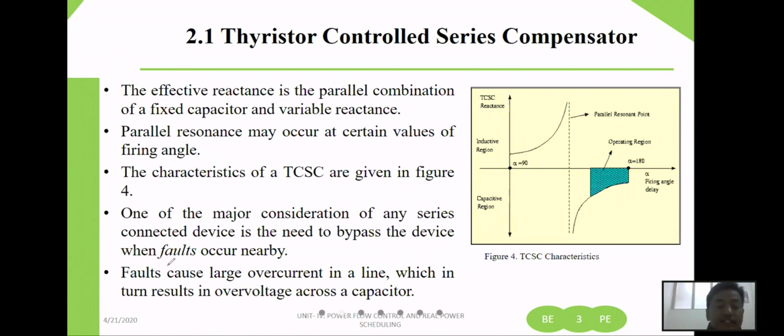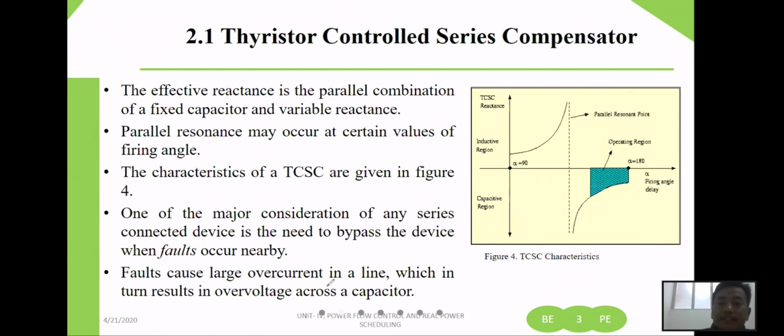Okay, so that's why it is written: major fault current causes overcurrent in a line, which in turn results in overvoltages across the capacitor. So this will have a bad effect on our compensator. So as soon as a fault is there, it will bypass the fault, and then as soon as the fault is cleared, it will try to function and bring the system back to stability.